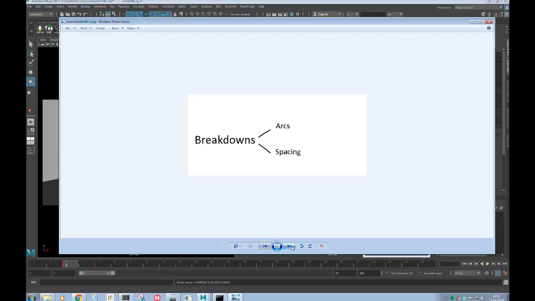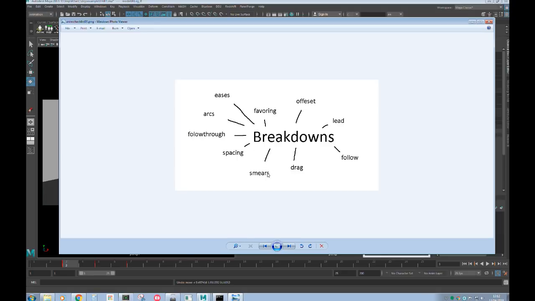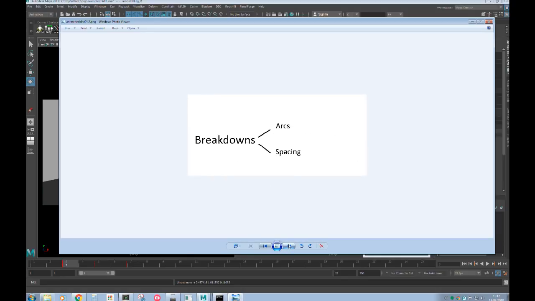And I think it's arcs and spacing. And I think within those, because a lot of these words mean the same thing. Like eases are spacing. True. And it is favouring, and it is words leading, following, or dragging. They all kind of are variations of the same thing. It's the context that matters, isn't it?